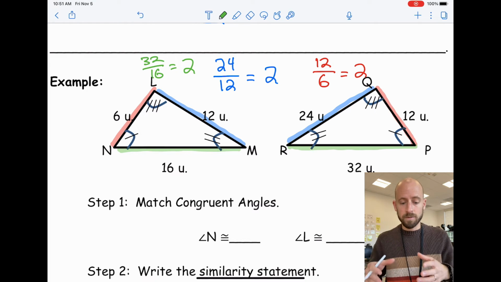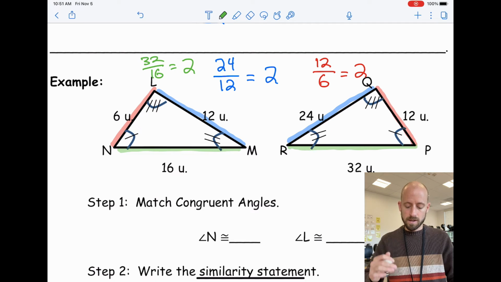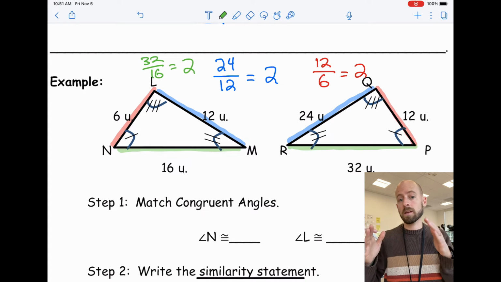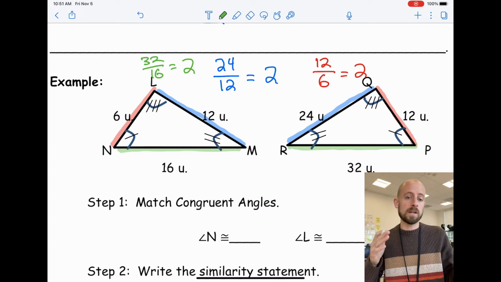So we can see visually that the angles are congruent. The side lengths are proportional. And that's what I was showing when I was doing all that division. I was comparing the side lengths, right? So the red sides that we matched up, those small sides, the way that they relate to one another, one's twice as big as the other. And it's like that for all three sides.